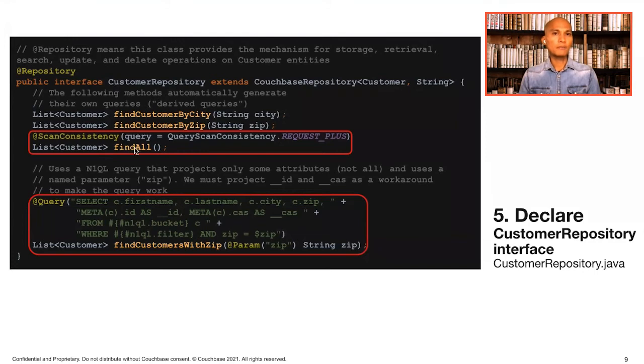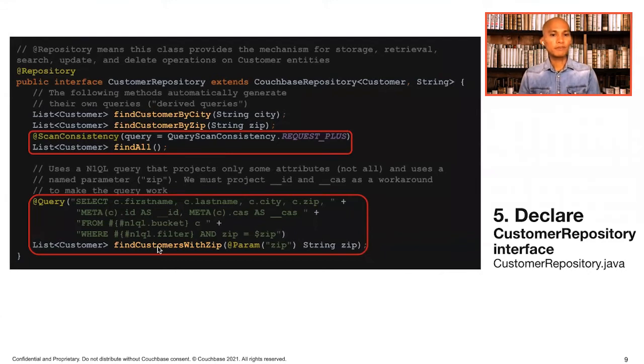Note that the findAll method has an additional scan consistency annotation set to REQUEST_PLUS. This means the query behind the findAll method will wait to execute until the index supporting the generated query is fully updated. This essentially means the ability to read our own writes, although request plus will result in a higher latency.